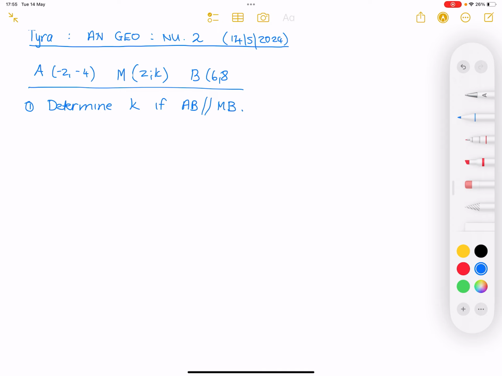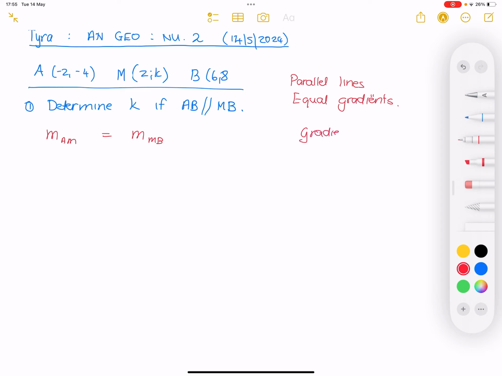Okay, now there's something that you must remember. Parallel lines have equal gradients. So now you will say the gradient of AM is going to be equal to the gradient of MB. Now the gradient of AM is first the y's.